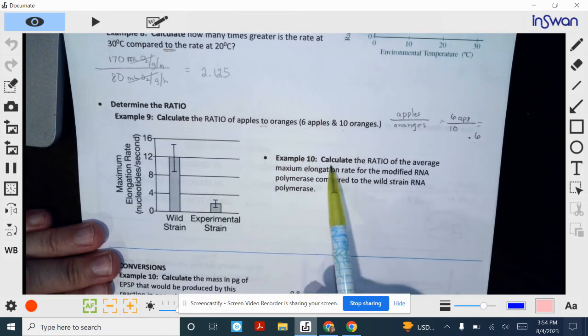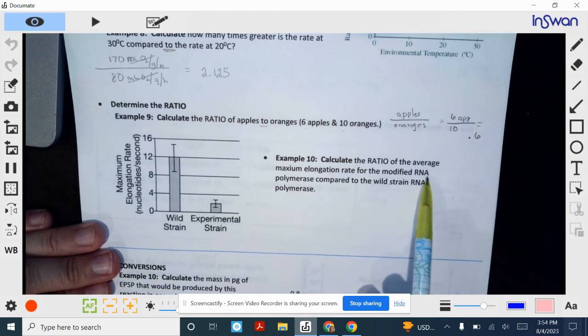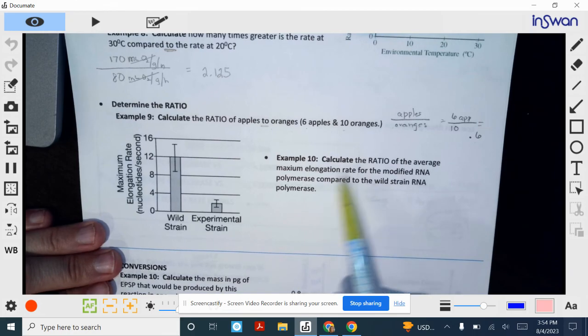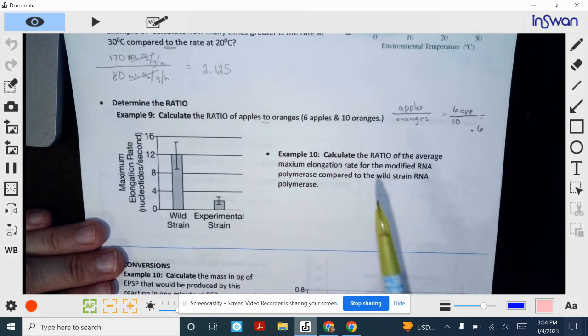All right. Calculate the ratio of the average maximum elongation rate for the modified RNA, blah, blah, blah. So there's a lot of words in here you don't know, but it's a ratio. So you're just going to have a fraction. That's all you got to do. And you got to go find 2 numbers and make sure you have the right one on top, okay?